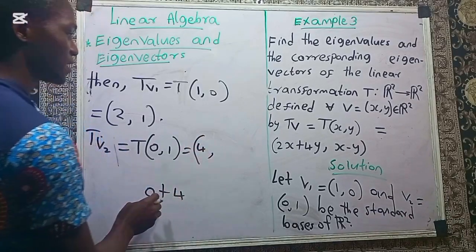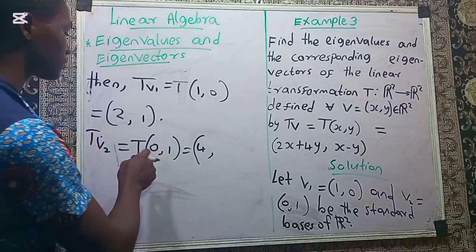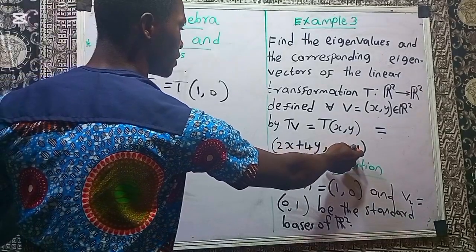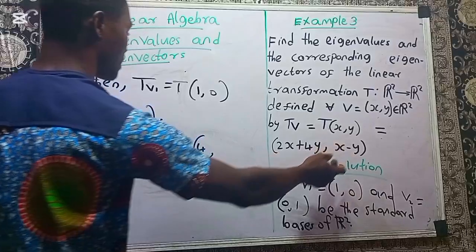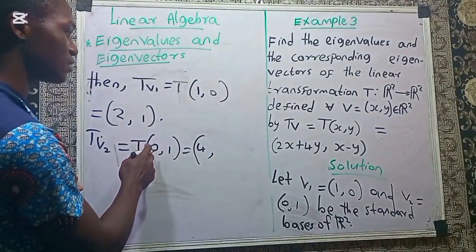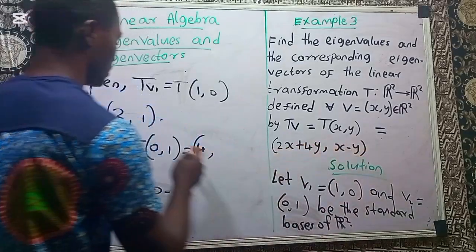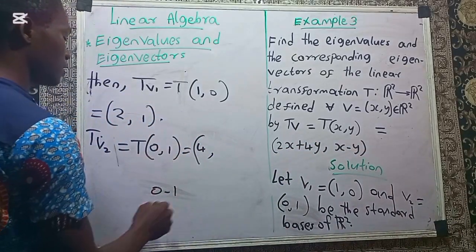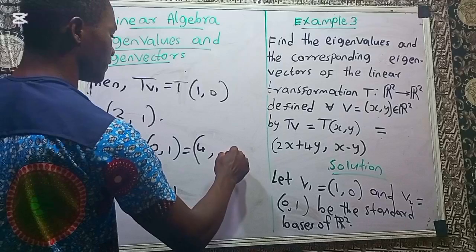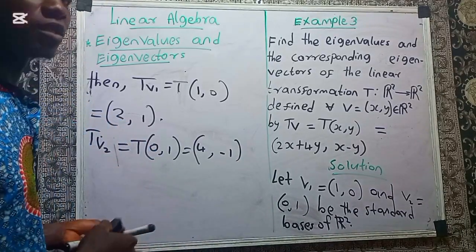So we have gotten the first entry of the transformed vector. Then the second entry will be x minus y. What is your x? The first entry of this vector you are transforming. What is the first entry? 0. Minus y, the second entry. What is the second entry here? 1. 0 minus 1 will give negative 1, right? So this is what we got.